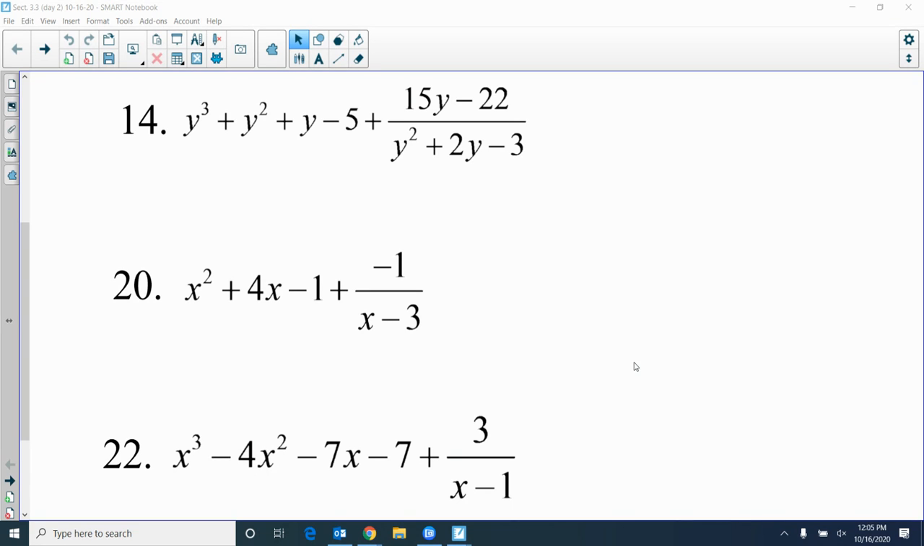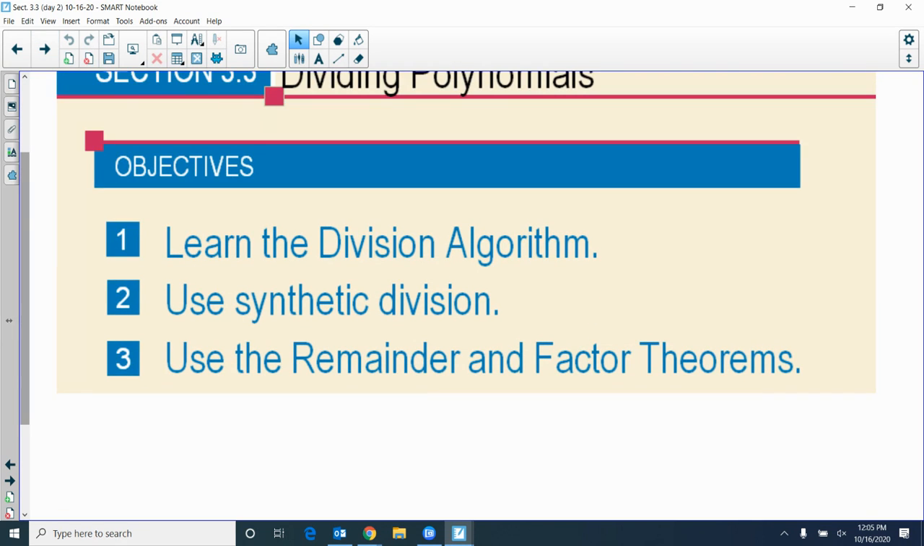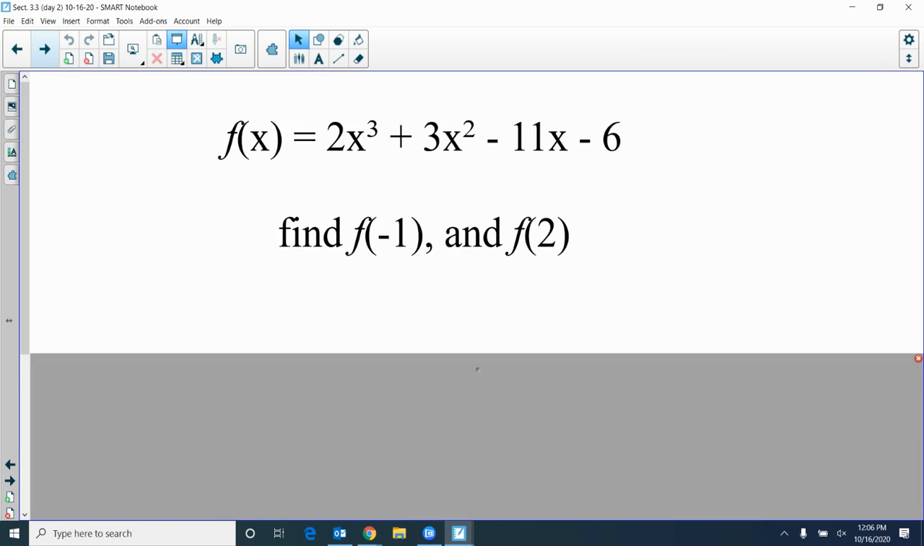All right, hey, listen up. All right, let's finish section 3.3. I should have a little bit of time at the end to get started, hopefully get pretty far into the homework. We will quiz Tuesday. And all right, on your guided notes, we're going to talk about the remainder and the factor theorems.